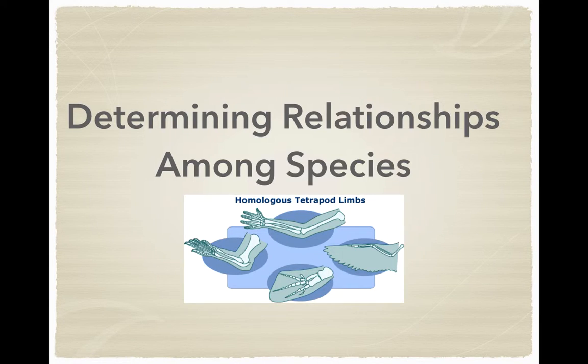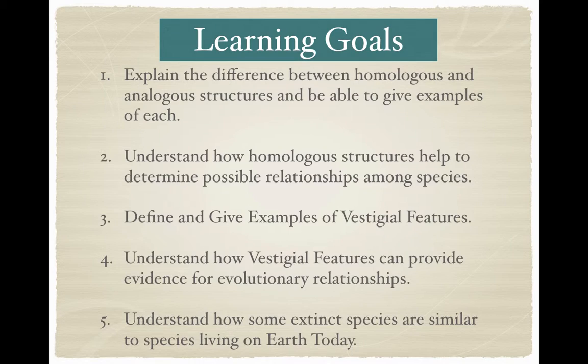This lesson is about how scientists use fossil evidence to determine possible relationships between species and to help explain why some species alive today look similar to other species that have gone extinct in the past. By the end of this lesson, you should be able to explain the difference between homologous and analogous structures and be able to give examples of each.